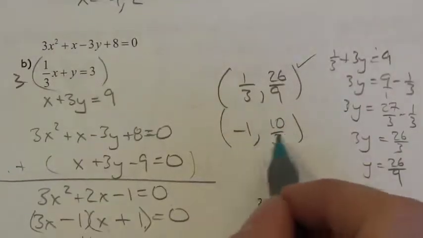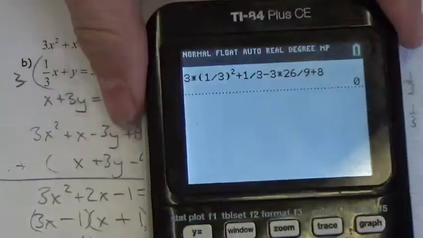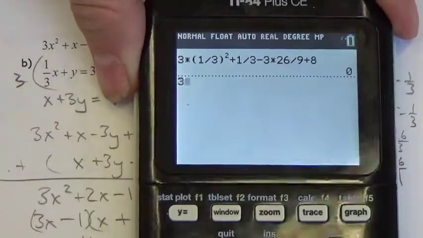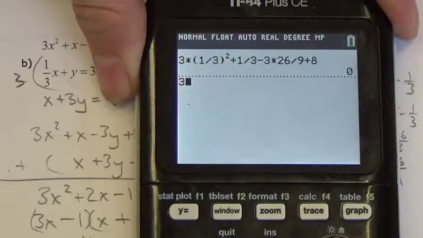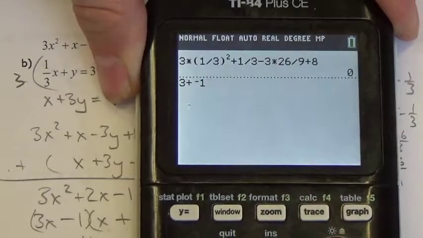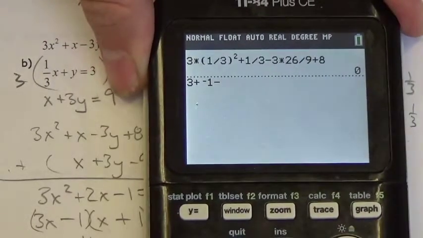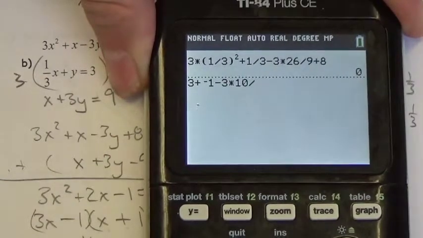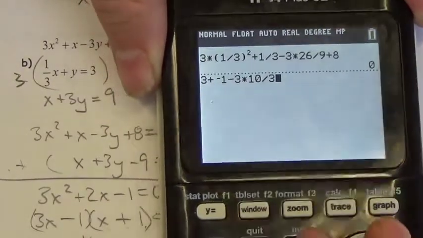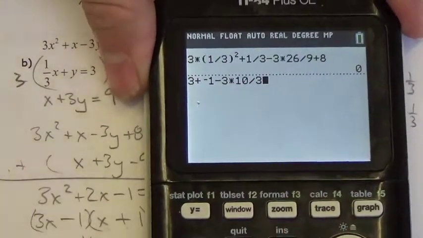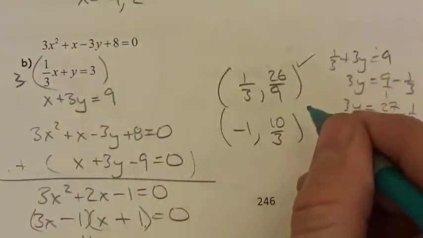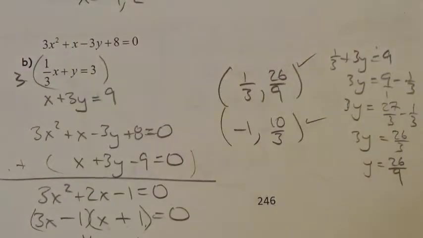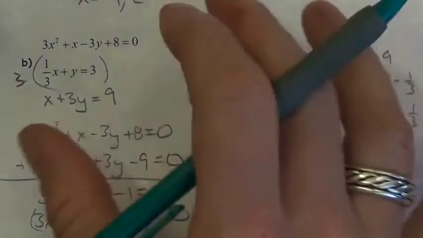Now let's try the same thing with the point negative 1, 10/3. So this will be 3 times, well, negative 1 squared is just going to be positive 1, so I'm going to leave it. Plus negative 1 minus 3 times 10/3. Now, that would have simplified nicely for me anyway, but I've chosen to use the calculator now, so that's not a big deal. Plus 8. And again, I'm getting 0. So I know that both of those points are good solutions to this system of equations, I should say.